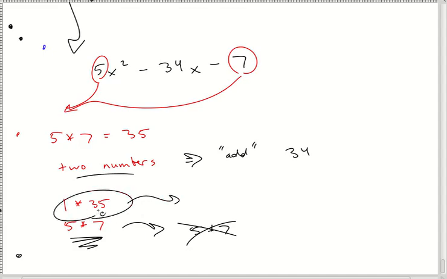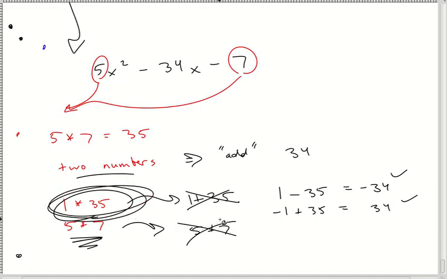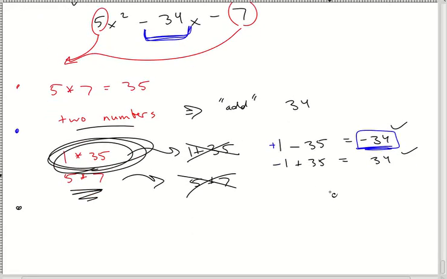But what about these guys? I know that it's not 1 plus 35. That makes it 36. That's not correct. We want 34. So what about 1 minus 35? Or, I guess, negative 1 plus 35. Either way, the idea is that these are the numbers that we're going to use for my answer. Now, more specifically, we have a negative 34, right? And so negative 34 is actually what I'm really wanting. So I have a positive 1 and a negative 35.